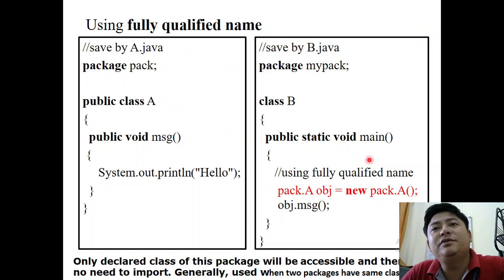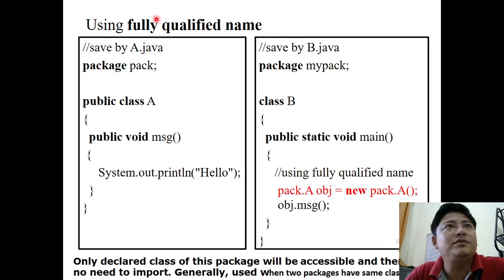So you can try this on. I repeat, using the fully qualified name, you have to specify the entire thing, starting from the package till the name of the class. This is how you will be creating the object obj. And after creating the object obj, you can use any one of the methods defined by the corresponding class.